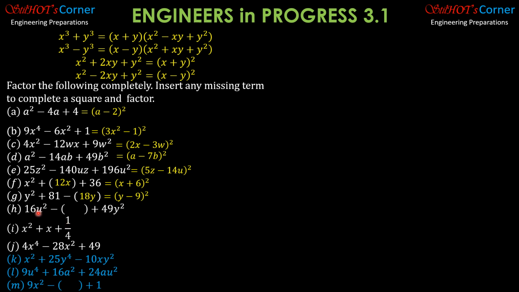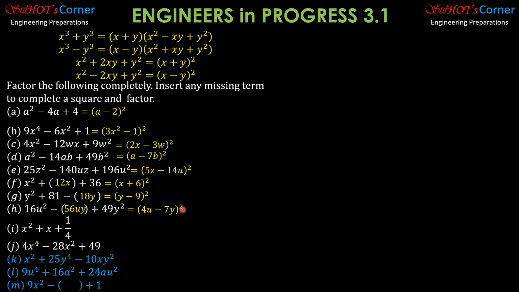16u² is a perfect square. The square root is 4u. 49y² is a perfect square. The square root is 7y. 4u times 7y is 28uy, times 2 is 56uy. So the missing term here is 56uy, and this is a perfect square trinomial. The complete factored form is (4u − 7y)².